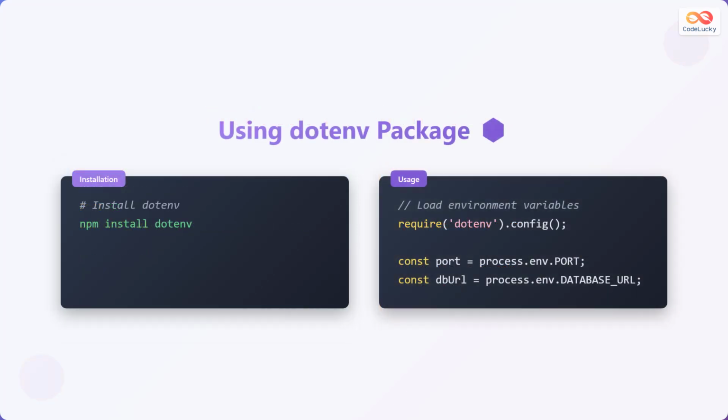One useful package for managing environment variables in Node.js is dotenv. To install it, run the command npm install dotenv. Then, in your application, you can load the environment variables by requiring dotenv and calling the config method. After that, you can access the variables using process.env just like before.